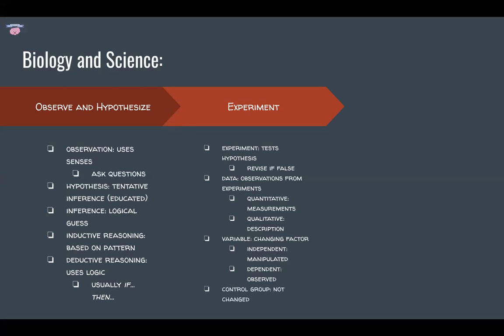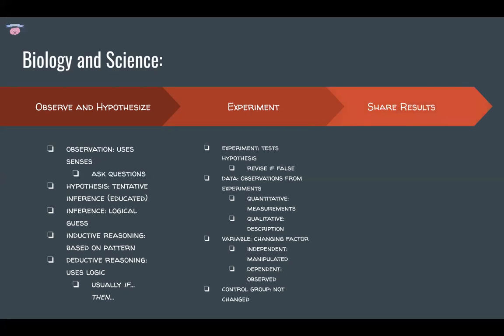Then there are control groups. It's not changed. And an example of a control group would be in an experiment where you have two plants, one receives more water than usual, one receives less water than usual. There would be a third plant which receives the normal amount of water.